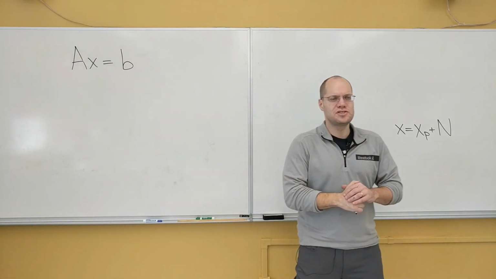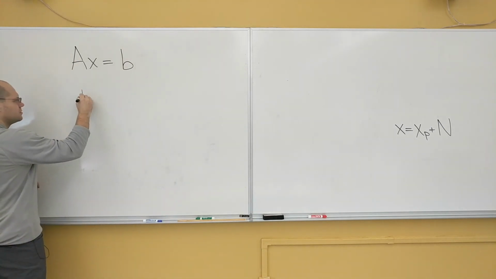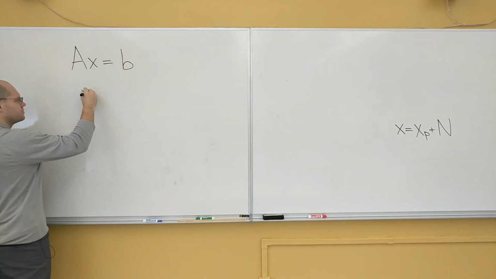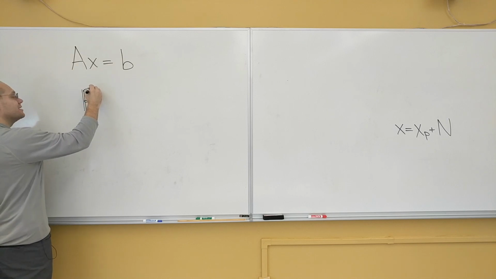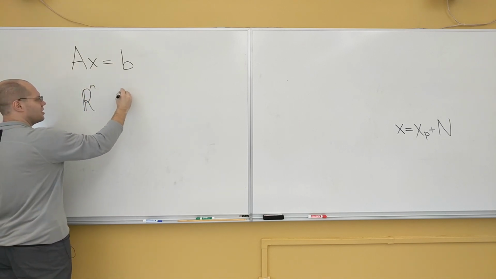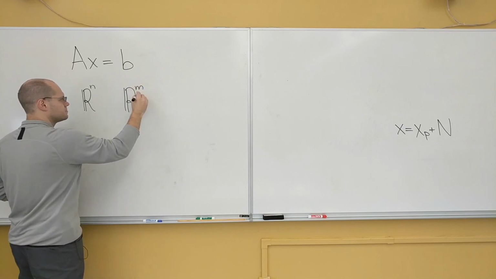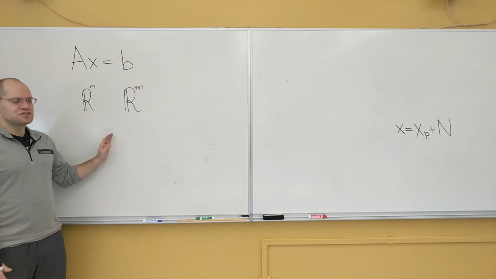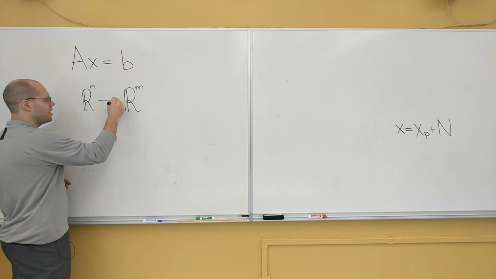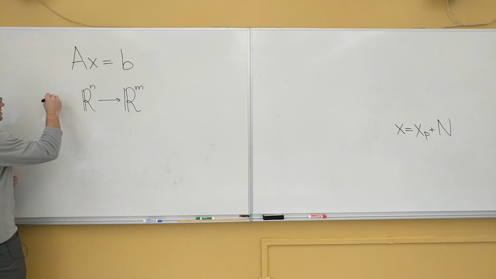We have two spaces, Rn and Rm. And we have a transformation from Rn to Rm effected by this matrix.